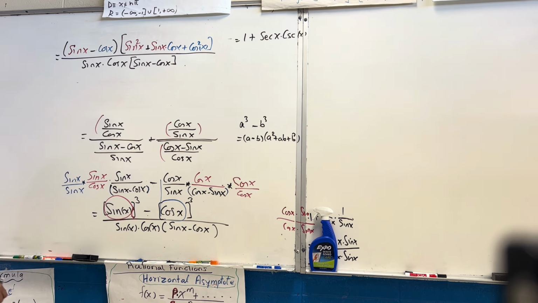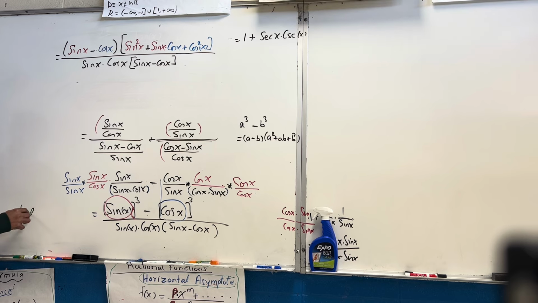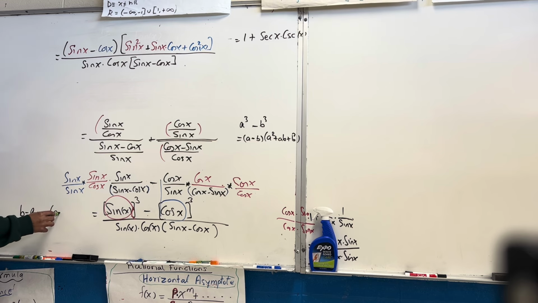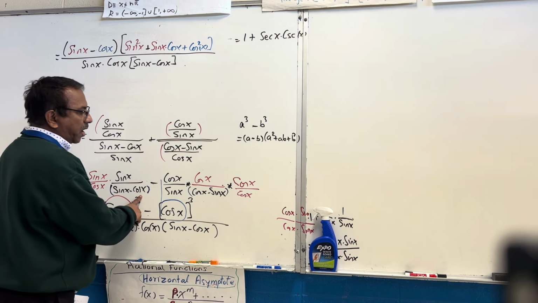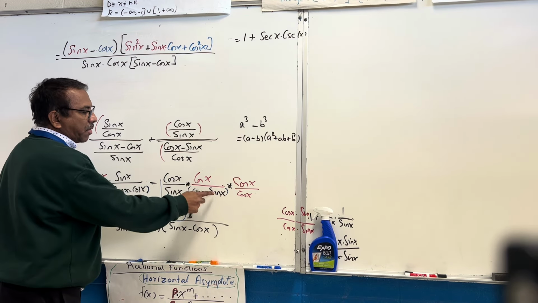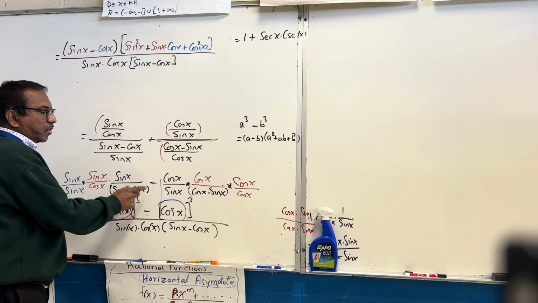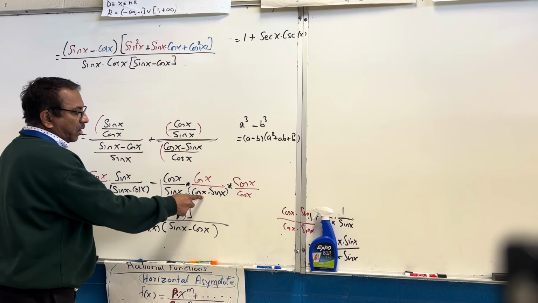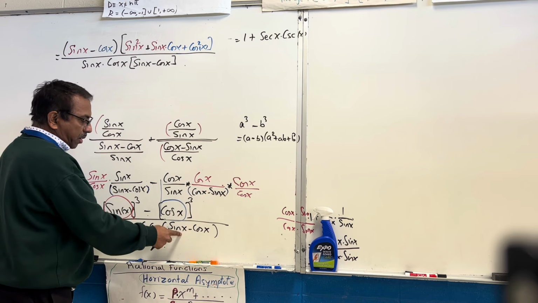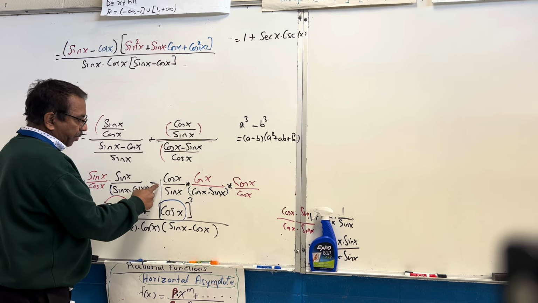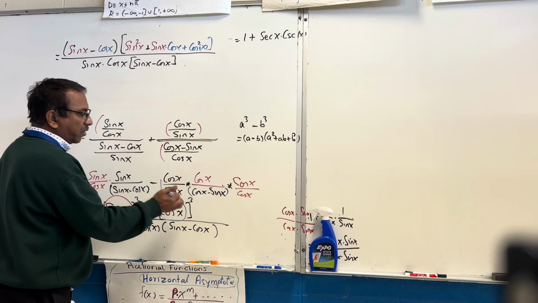Okay, so I hope, yeah, the reason is if you have b minus a, it is the same as minus of a minus b. The reason to change is this was sine x minus cosine x, and this was cosine minus sine. So I need to have the same sine x minus cosine here.